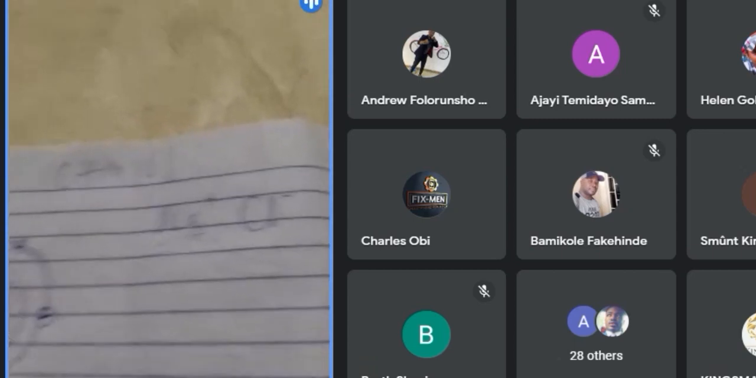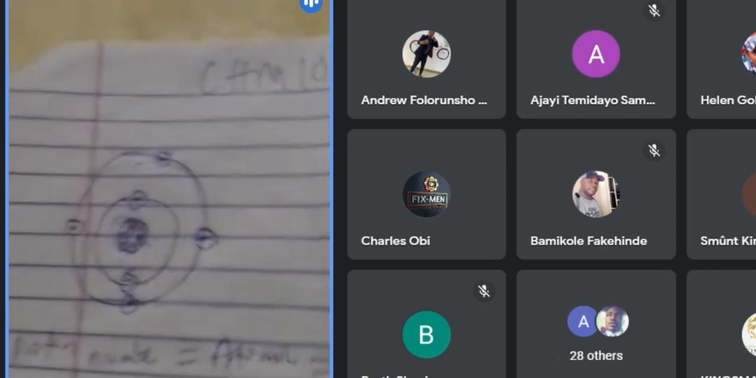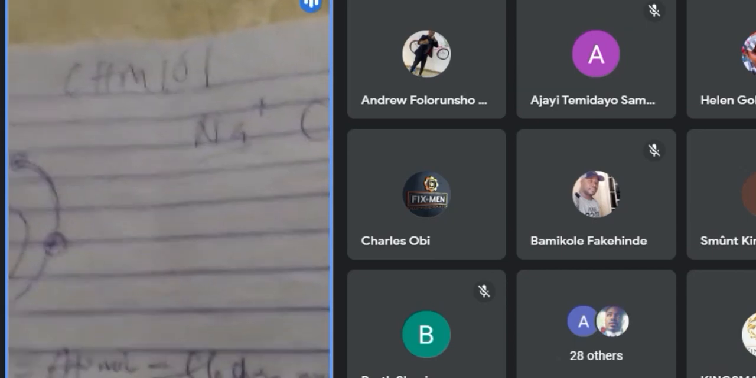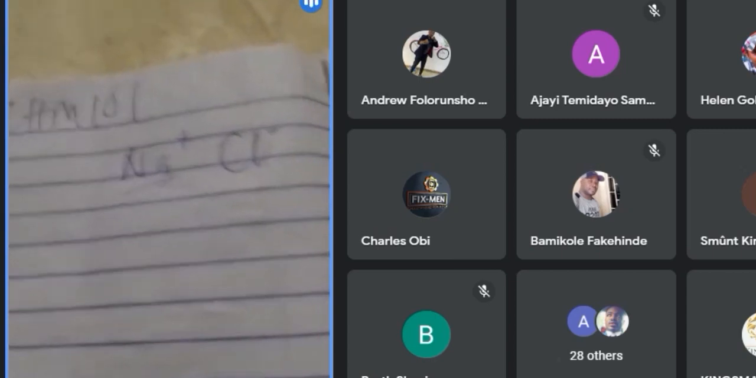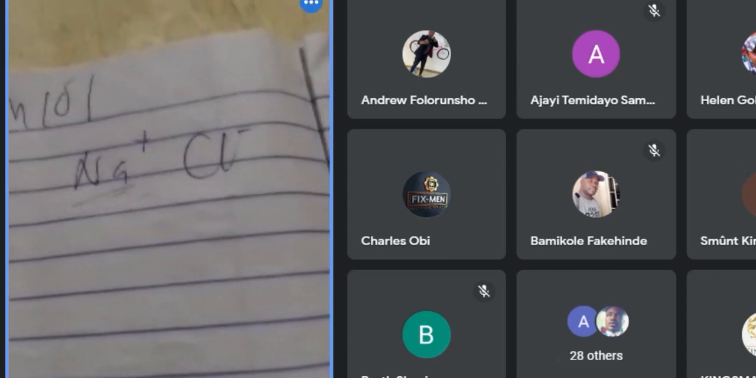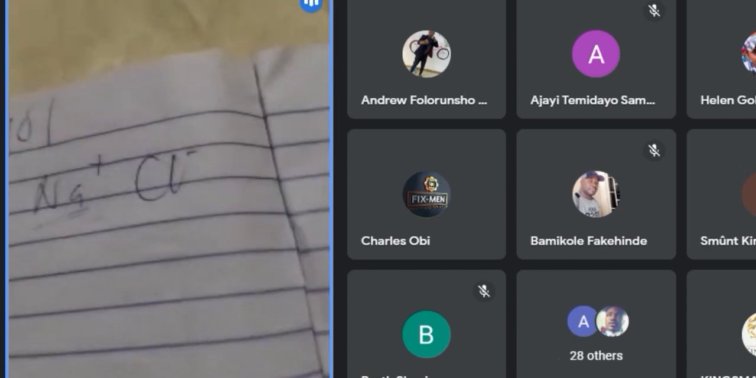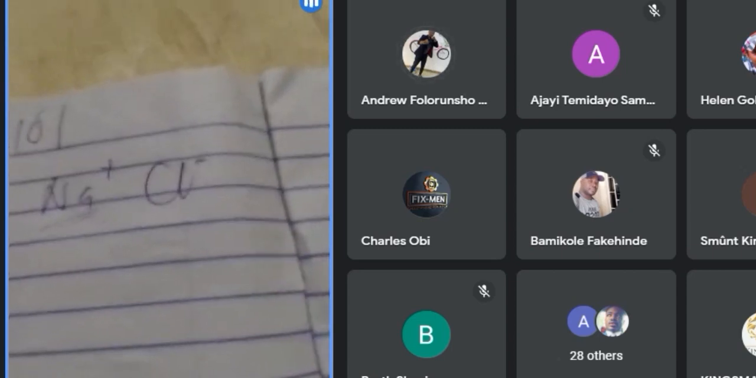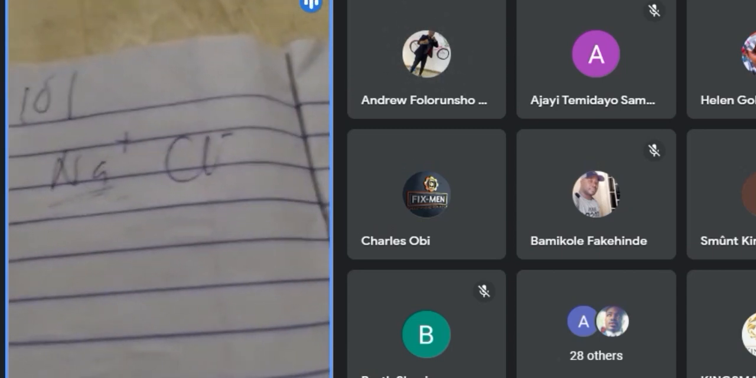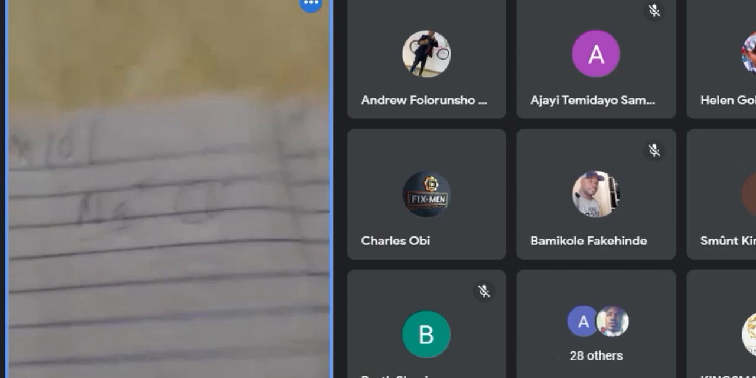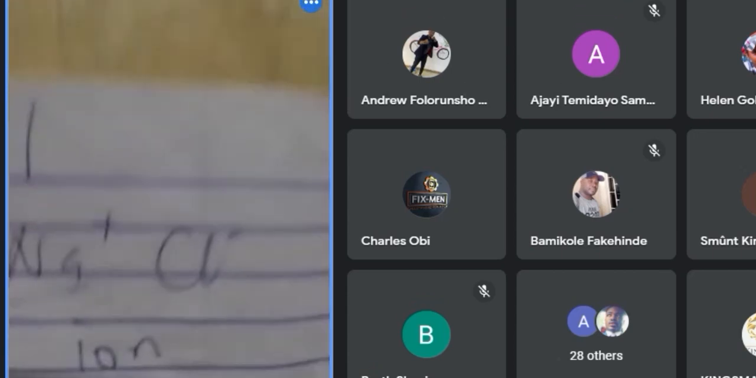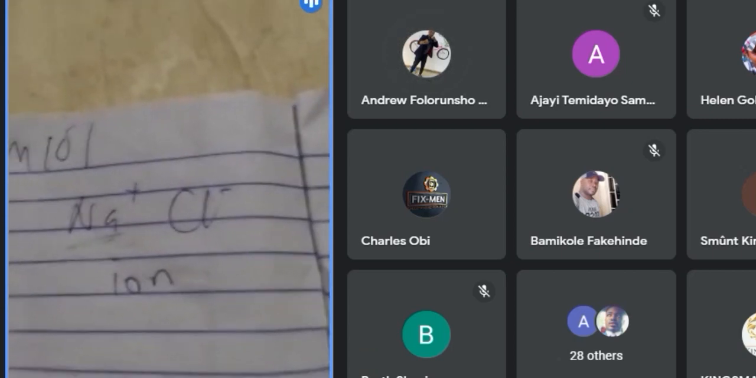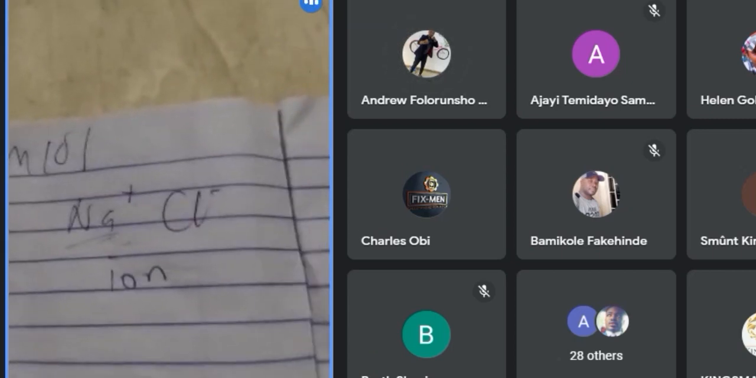He said, because we said for an atom to be electrically neutral, the number of protons must be equal to the number of electrons, is it possible for the number of protons to be more than the number of electrons, or for the number of electrons to be more than the number of protons? I said yes, but when that happens, the atom is no more an atom. It becomes an ion. It carries charge.